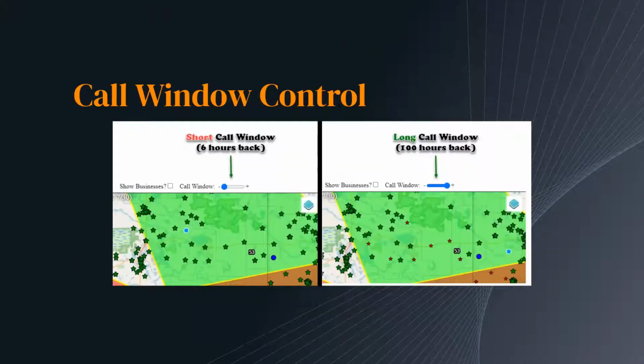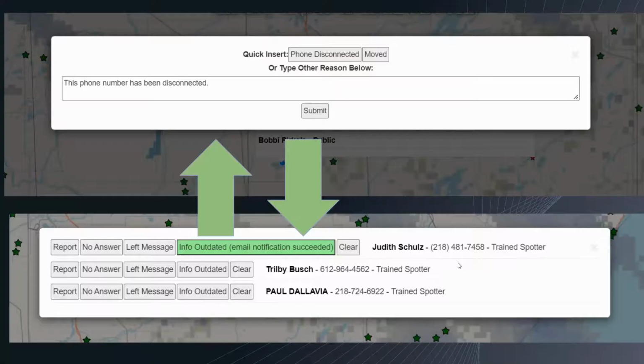And then the call window option allows you, if you have two events that run over the same location in a short amount of time, to focus on which spotters have already been called for the first event, and maybe the ones for the second one would also change. So in this example, 6 hours back, everyone shows that they haven't been called. But if I expand that window to 100 hours back, you can see that all these spotters in red have been called and you have had reports. It's just a nice function to keep control of the time window.